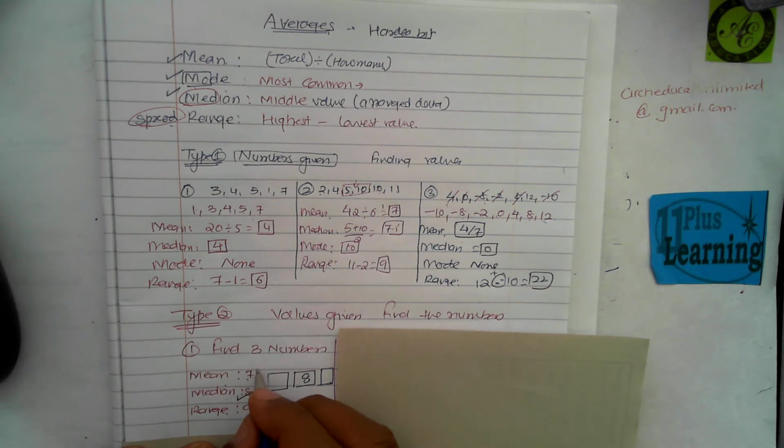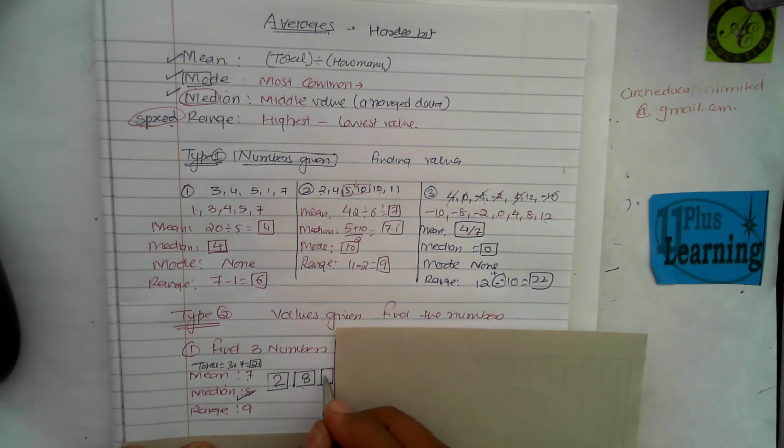Mean is 7 tells me the total of these three numbers will be 3 times 7, 21. So we want these three numbers add to give you 21. One of them is 8, so these two add to give you what? 13. Right guys, so what do we do here? We want the range of 9. So two numbers which add to give you 13 but have a difference of 9. You can do trial and error, the answer is 2 and 11. Add to give you 13 and range is 9. Lovely. Next bit.